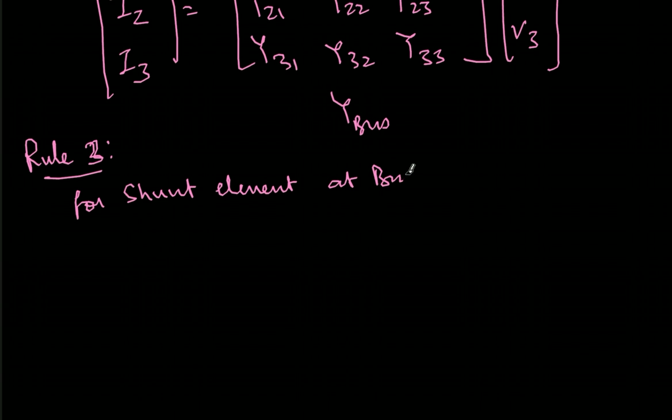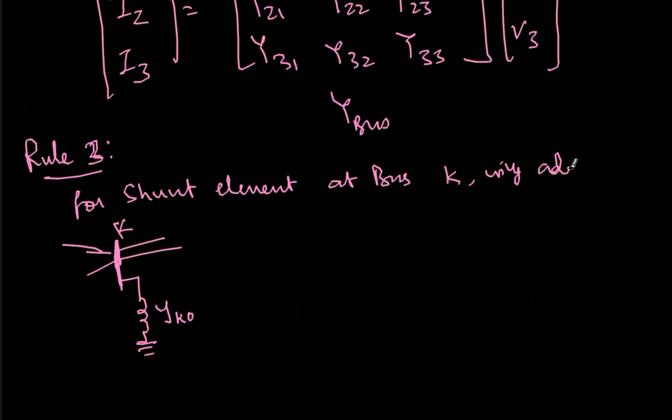At bus K, imagine that there is bus K and the rest of the circuit, everything is going on, but then there is a shunt element, and this is YK0. This is the notation, and Y means it is admittance already. Shunt element at bus K with admittance of small YK0. So what is the thing we have to do? The current will be VK into YK0.